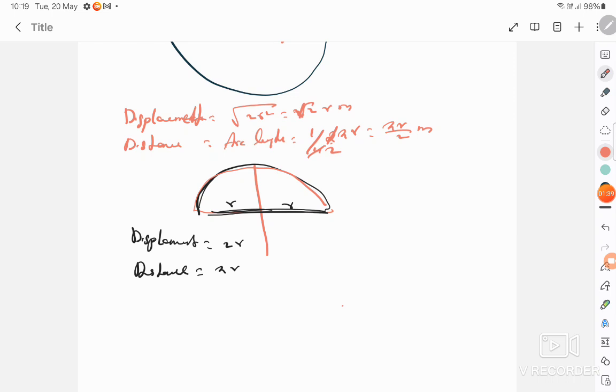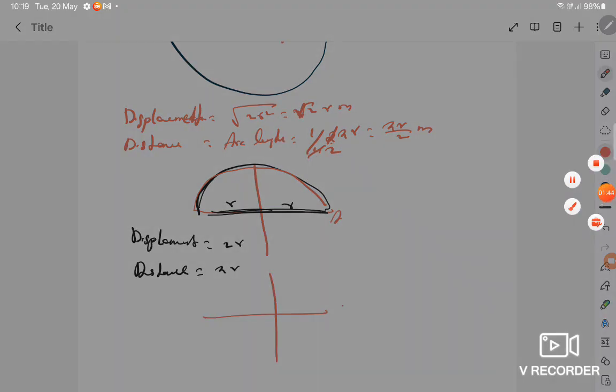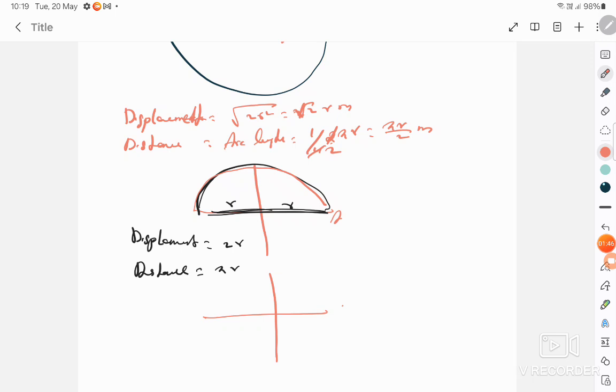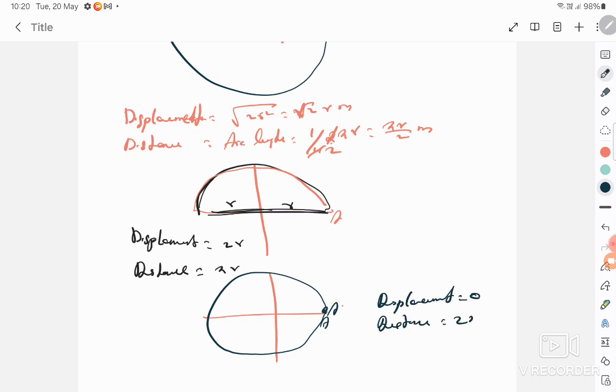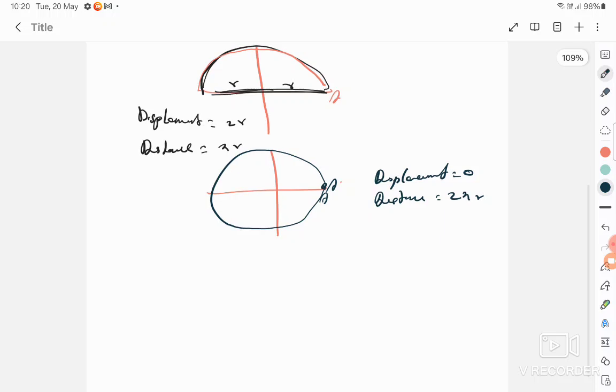What happens when the body starts from A and comes back to A itself? The net displacement will be 0. In that case, the displacement itself will be 0, whereas the distance that they ask will be 2 pi r. So clearly you should understand the difference between displacement and distance. Okay, so that completes the first example.